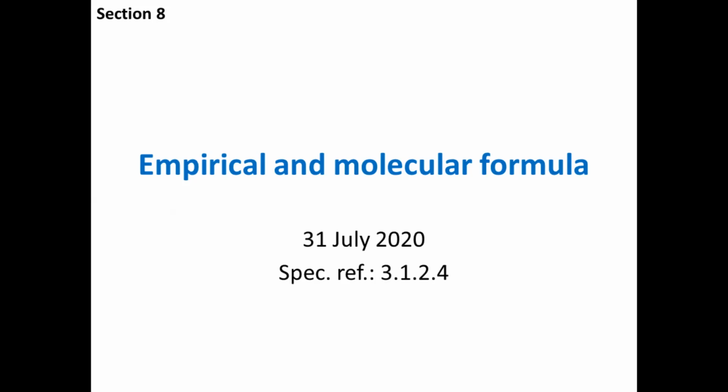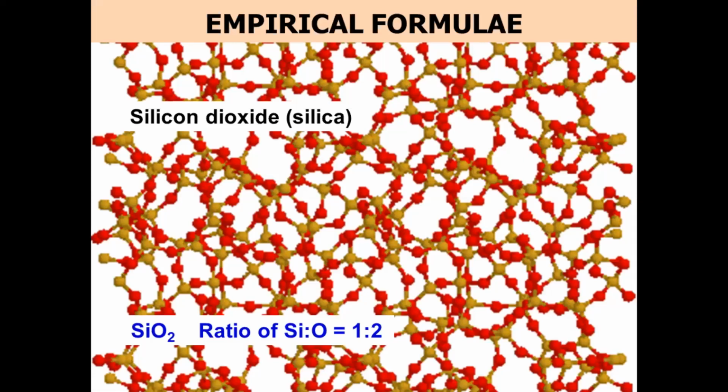So you can jump into the booklet in the last section called Empirical and Molecular Formula. We're going to cover that now. So what is an empirical formula? Empirical formula is the simplest ratio of atoms in a compound.